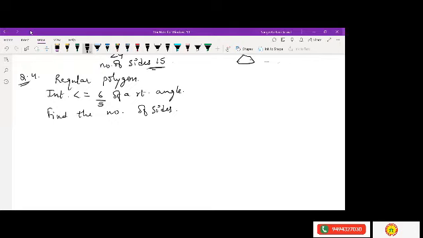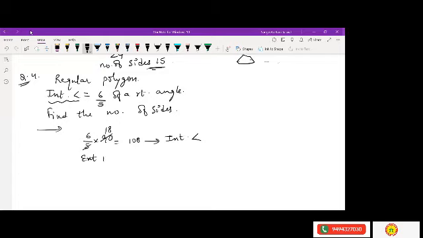Now see, the interior angle is given as 6/5 of a right angle. A right angle is 90 degrees. So 6/5 of a right angle: 5 eights are 40... so 6 eights are 48, and this will be 108. That means 108 is the interior angle given to us, 6/5 of a right angle. So 108 is the interior angle.